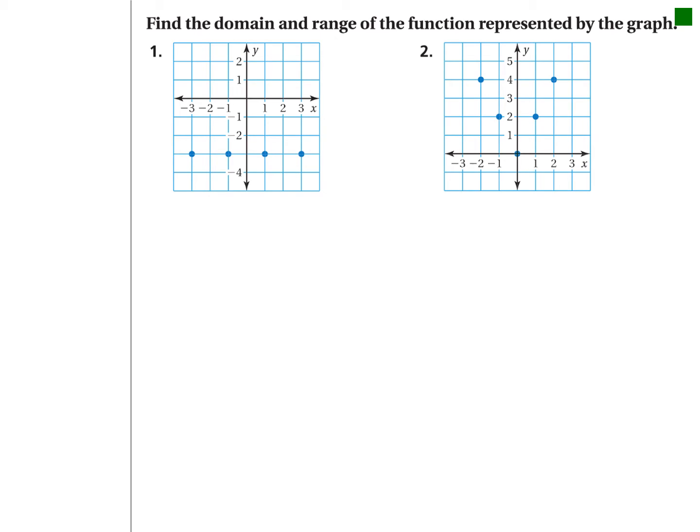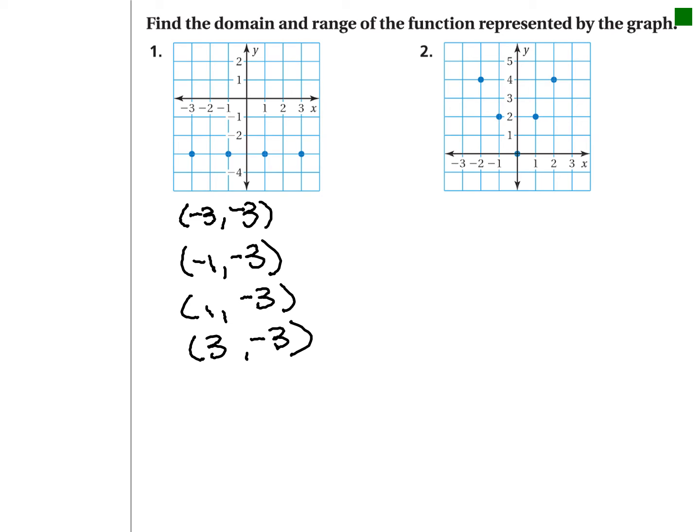Here are two more graphs. These are both functions, and now they're asking for the domain and range. Perhaps the easiest way to do this is to turn those points into ordered pairs, and then to take the x values of each of the ordered pairs and list that as your domain. Take the y values and list that as your range. So we have (-3, -3), (-1, -3), (1, -3), and (3, -3).